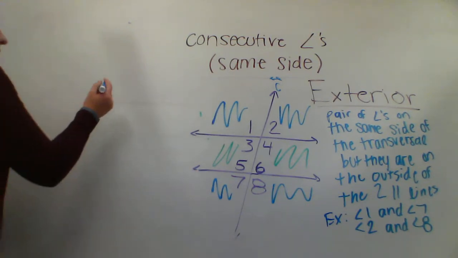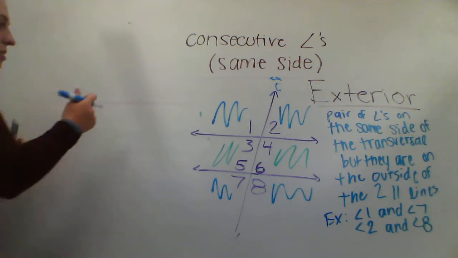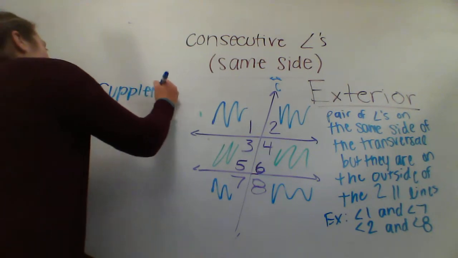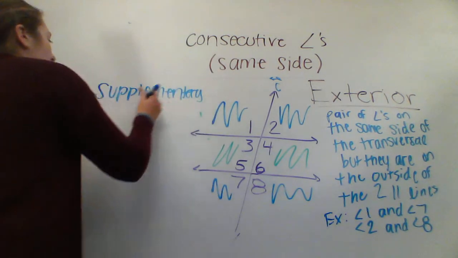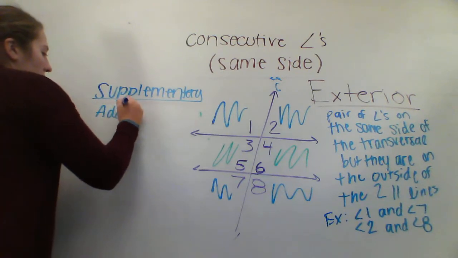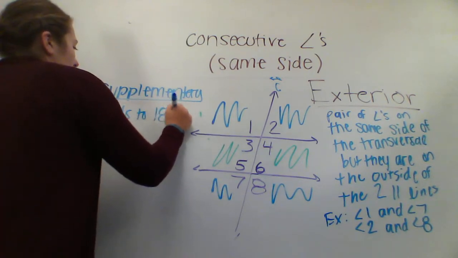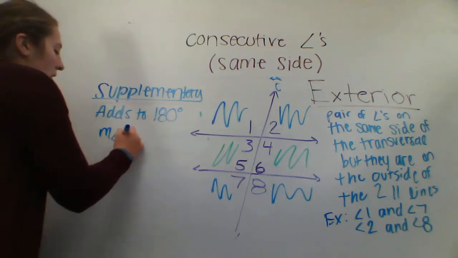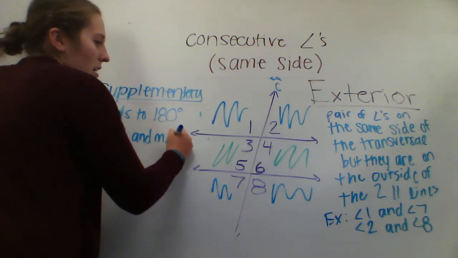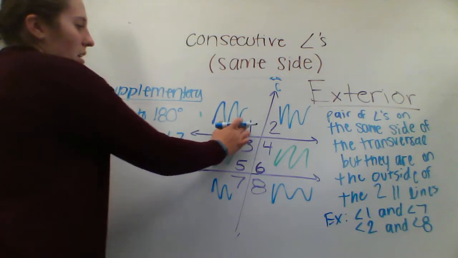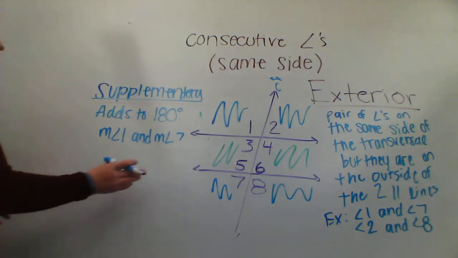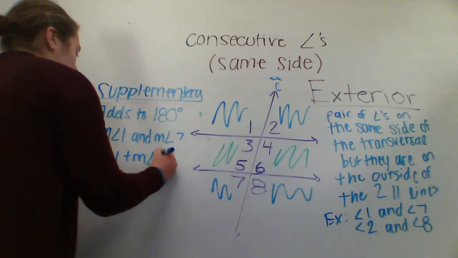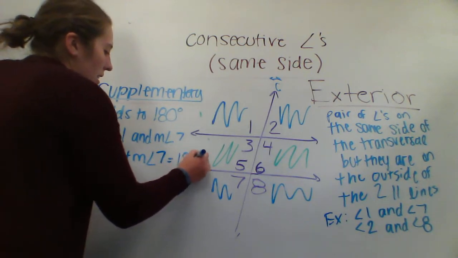So, consecutive interior and exterior angles are supplementary. Supplementary, remember, means adds to 180 degrees. We can start with the measure of angle 1 and the measure of angle 7, because here's our consecutive angle, same side. So the measure of angle 1 plus the measure of angle 7 will equal 180 degrees.